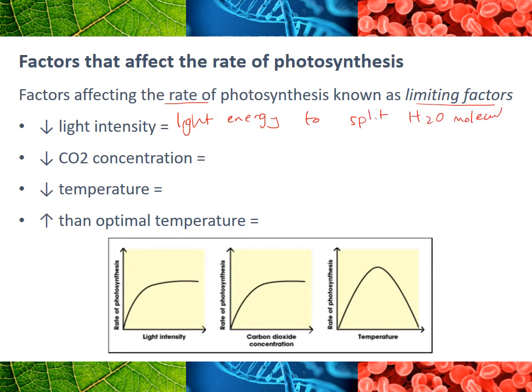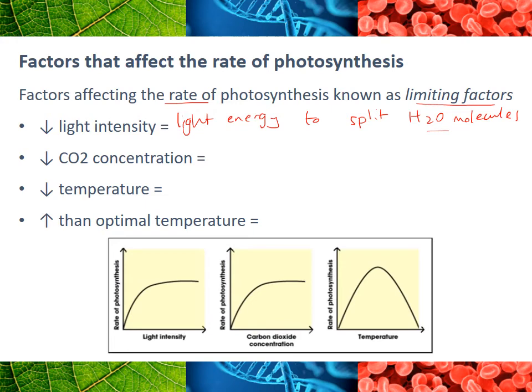Remember, if you're writing in an exam, you need to be specific. You can't just say there's no light, so there's no energy, or light is a required input for photosynthesis. You need to be specific about what it does. So if there's not enough light energy, that means the water molecules can't be split into hydrogen and oxygen. That would decrease the rate of photosynthesis.